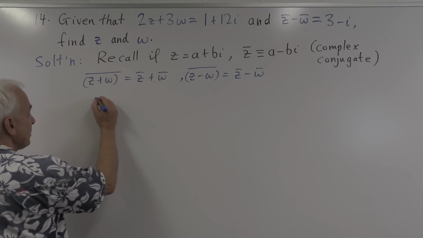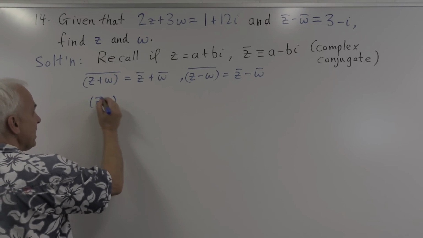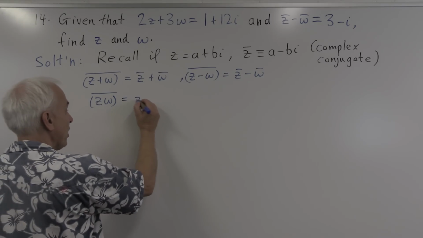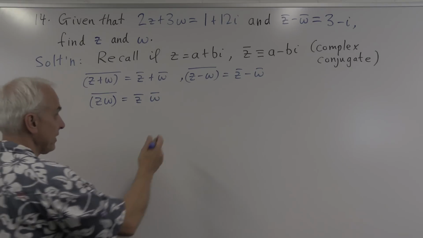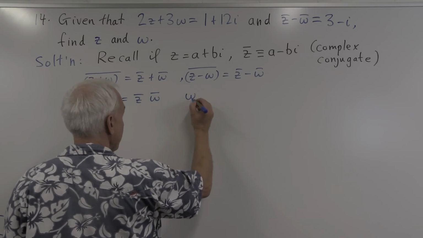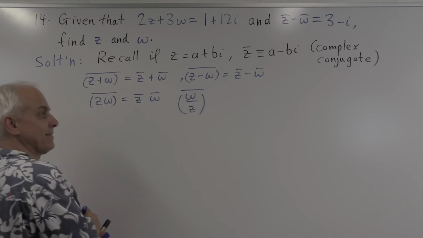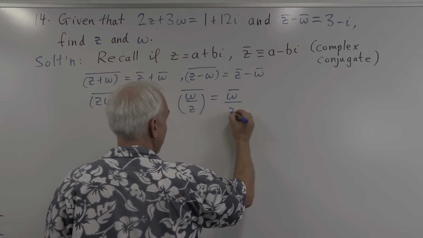Another important law is that if we have the product of two complex numbers and we take the complex conjugate of the product, then we get the product of the individual complex conjugates. In fact, that also holds for a quotient. So if we have w over z and we take the complex conjugate of that, then it's the complex conjugate of w divided by the complex conjugate of z.